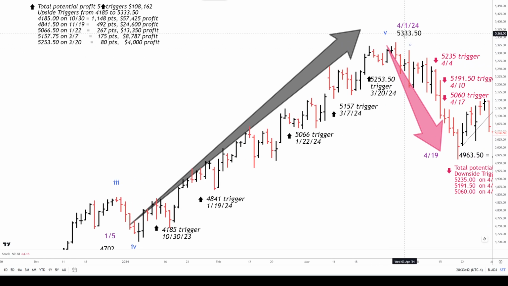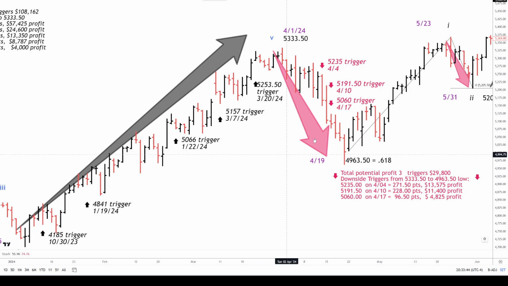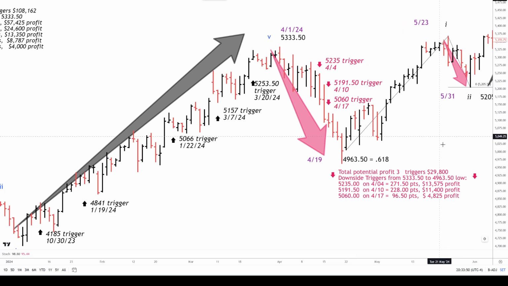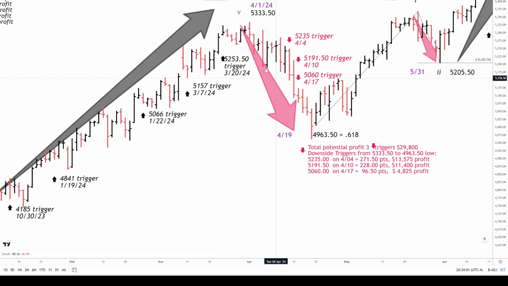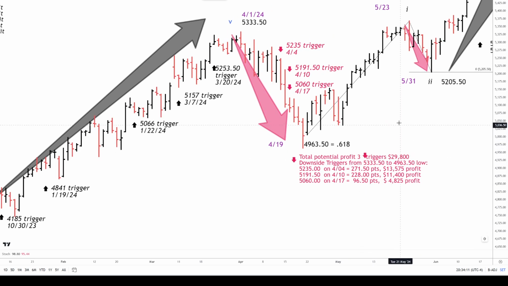Then from that 53.33 high, we had 3 downside triggers. You can see them there with the red arrows pointing down for this move down. There are the 3 downside triggers, 29.8 over here, 108,162 by adding. Here we're adding one, adding a second, adding a third. That's the end of the move at 49.63. Right there, you can see it there. And that's the total profit of those 3.